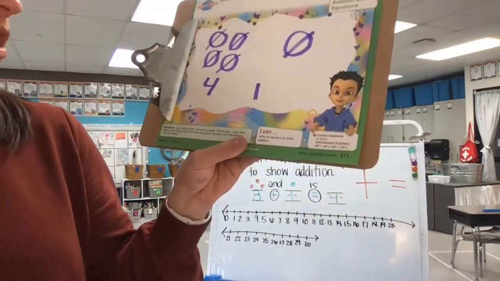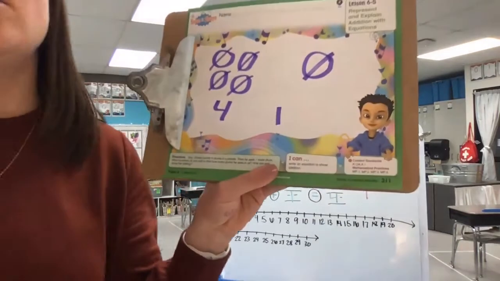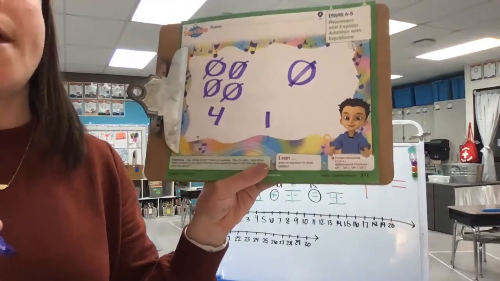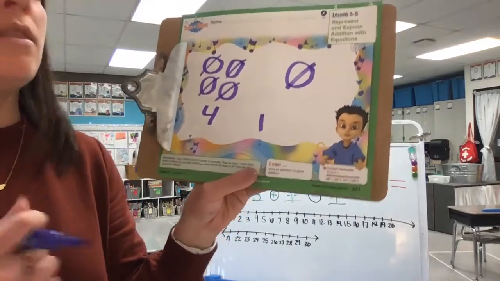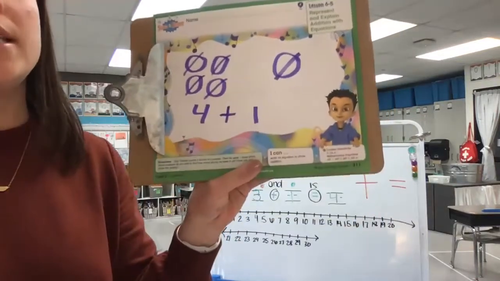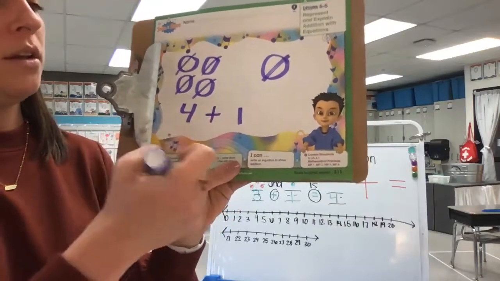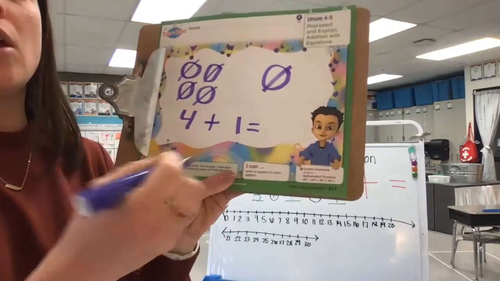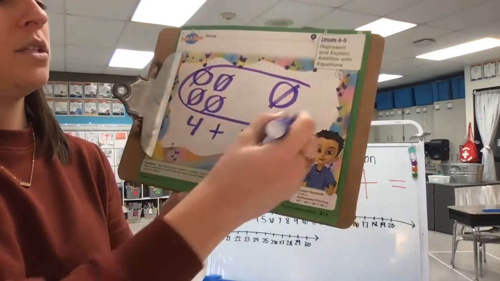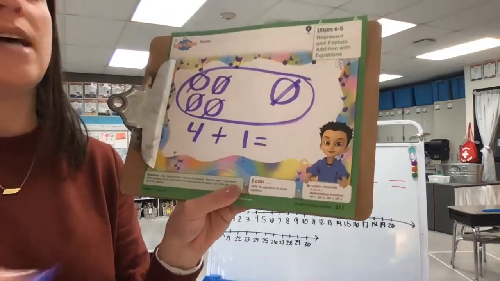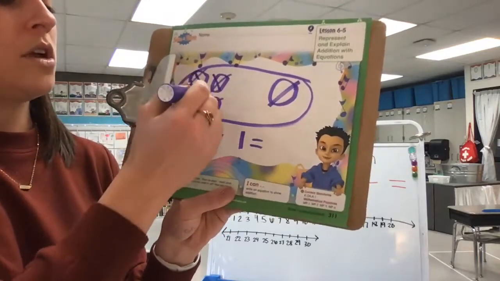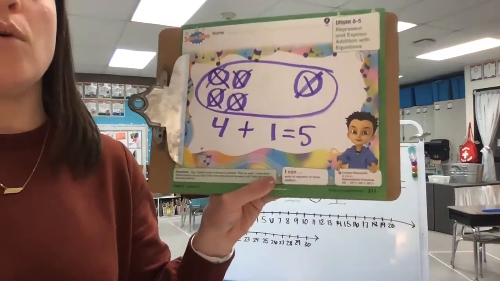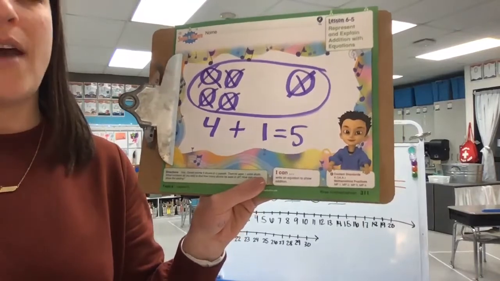Okay, so the next question says, how can you show that you're adding them together? So I have my 4 and my 1. So the symbol I need in the middle is my addition symbol, or plus sign. So I have 4 plus 1, and then I'm going to put my equal sign. And now I'm going to tell how many there are all together. So I'm going to draw one big circle, and let's go back and count how many are inside. Ready? 1, 2, 3, 4, 5. So I have 4 add 1 equals 5, or 4 and 1 is 5.